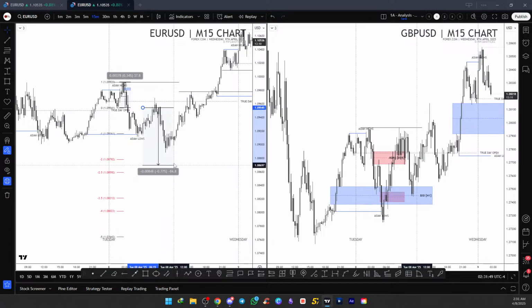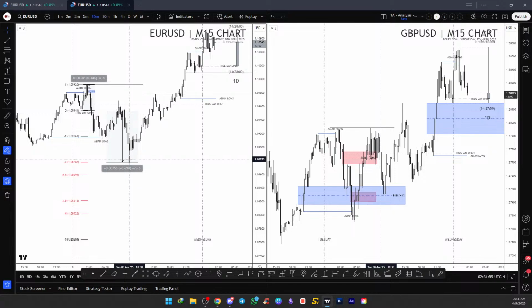Two standard deviation was right here. See, this is 76.4 pips or something. 75.6. Yeah, this is the right one. So this is the total area that we are expecting price to deliver. Whenever this delivery is more than 50 pips, it becomes hard. Price does not reach the target when the expected range is above 50 pips.